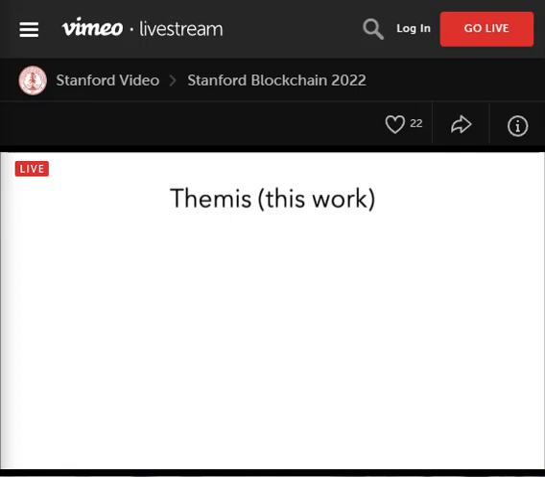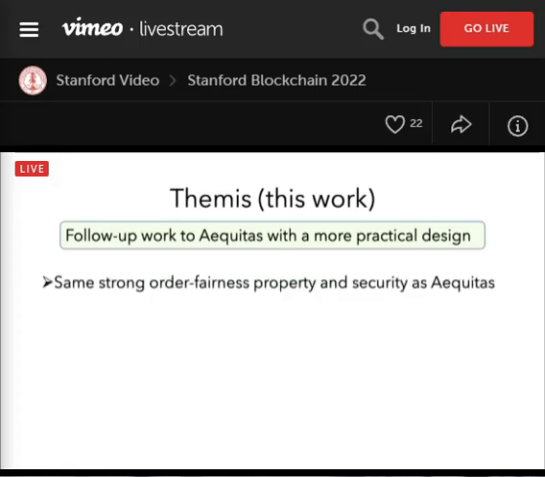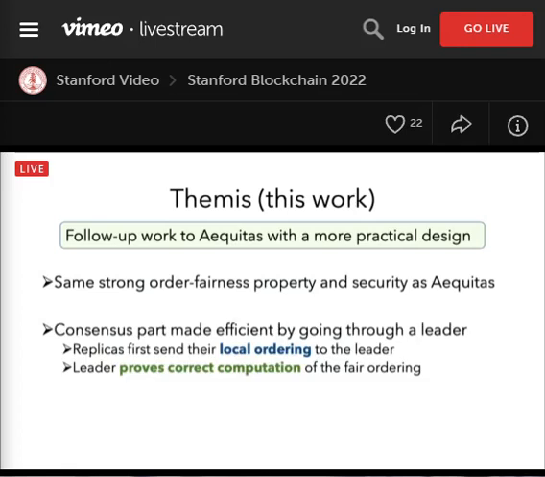But the problem with Iquitas was that it wasn't really practical. So this work, Themis, has basically exactly the same properties as Iquitas, the same ordering properties and the same security notions as Iquitas, but with a significantly more practical design.